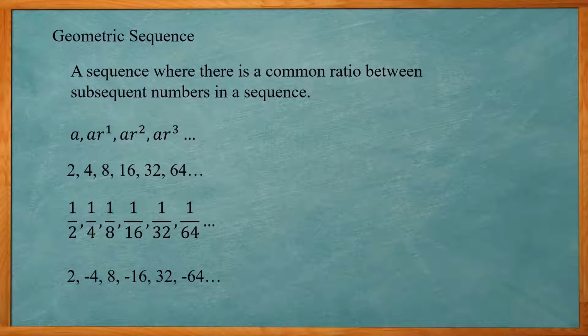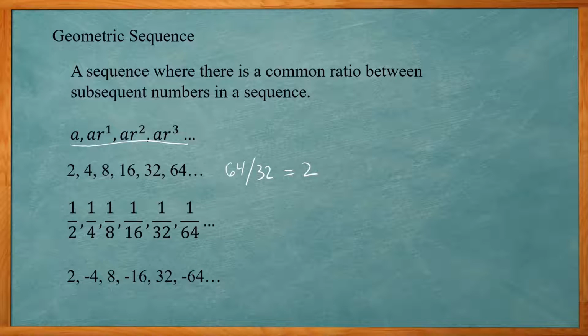So we have the generic A, and then A times R to the first power, then A times R to the second power, A times R to the third power. So R is your common ratio. If you look at this sequence, 2, 4, 8, 16, 32, 64, to find your common ratio, you just take the last number and divide it by the previous one. You can see that is 2, so our common ratio is 2.